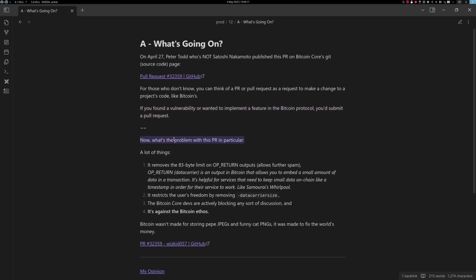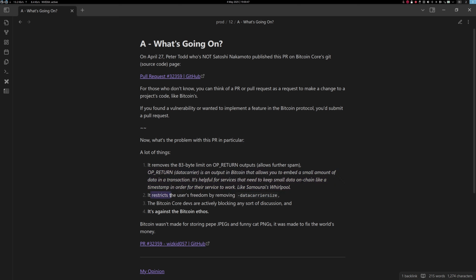Now, what's the problem with this pull request in particular? A lot of things. It removes the 83 byte limit on op return outputs, which allows for further spam on the Bitcoin blockchain. Op return or data carrier is an output in Bitcoin that allows you to embed a small amount of data in a transaction. It can be helpful for services that need to keep a small amount of data on chain, like a timestamp or a hash, in order for their service to work, like Samurai's Whirlpool.